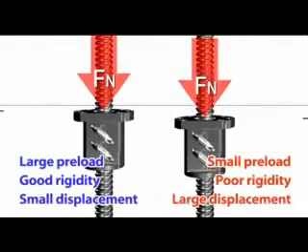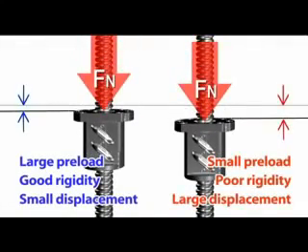When ball screws are subject to the same external force Fn, the relative displacement of the nut and screw in the ball screw with greater rigidity is relatively small. Relative displacement of the nut and screw in the ball screw with less rigidity is relatively large.